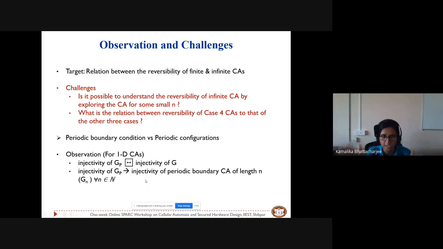So we are taking periodic boundary CAs for all possible n's. We are just increasing the number of cells in that CA, and if we look at all possible n's, that will obviously be equivalent to the behavior of CA over periodic configurations. So our target is to extrapolate the injectivity of GP from injectivity of Gn, where n is defined over the set of all natural numbers.